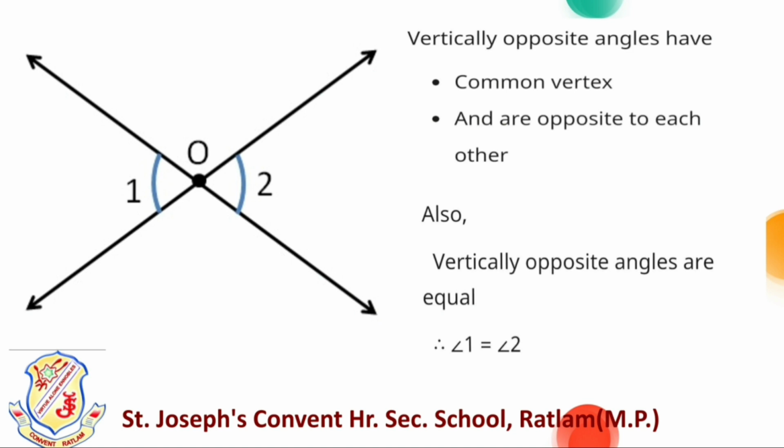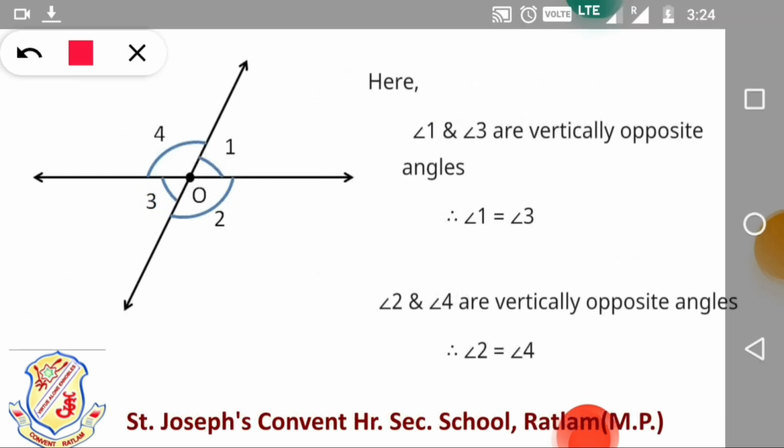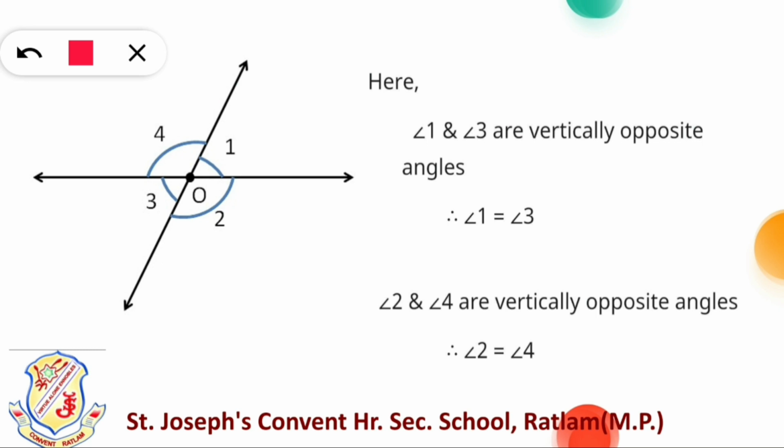Always, when two lines intersect at a particular point, the opposite angles formed will always be equal to each other. Now from this figure you can also see angle 1 and angle 3 are vertically opposite to each other. So we can say angle 1 and angle 3 will be equal, and also angle 2 and angle 4 will be equal because they are also vertically opposite angles.